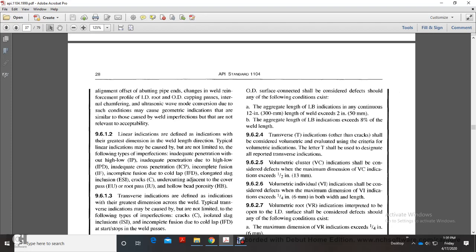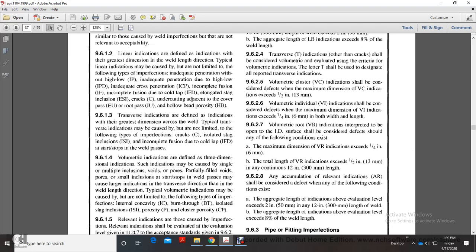9.6.2.4 Transverse indications other than cracks shall be considered volumetric and evaluated using the criteria for volumetric indications. Letter T shall designate all reported transverse indications. Volumetric cluster indications shall be considered defects when the maximum dimension exceeds 1/2 inch. Volumetric individual indications shall be considered defects when the maximum dimension exceeds 1/4 inch in both width and length.